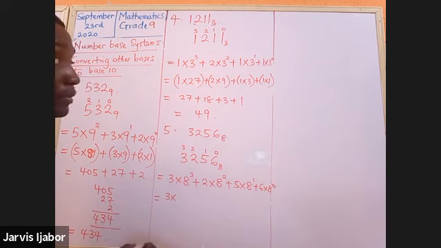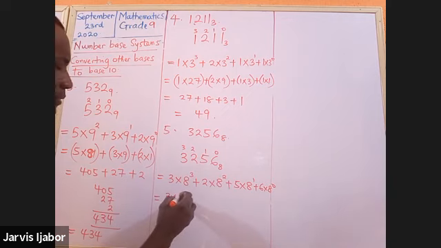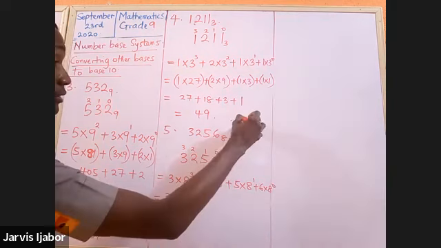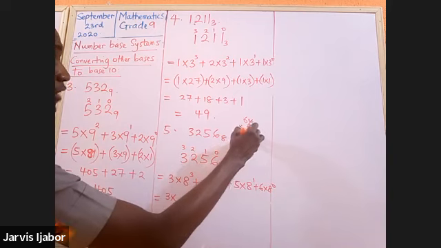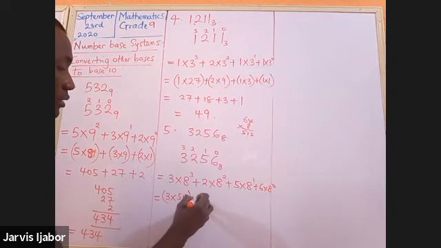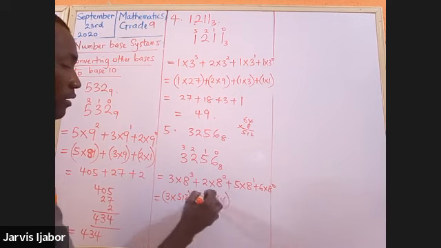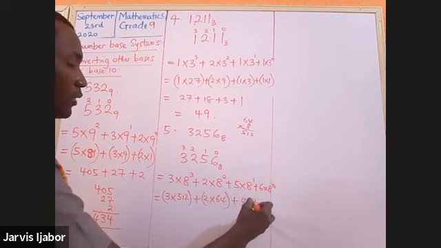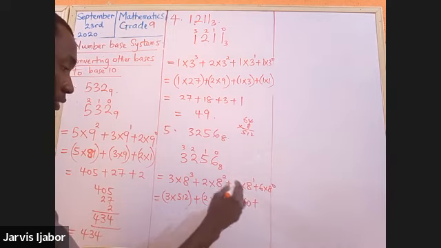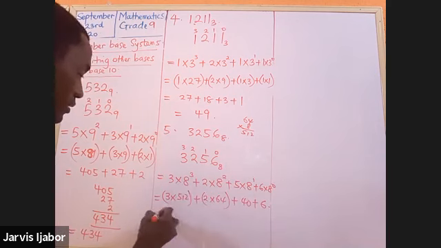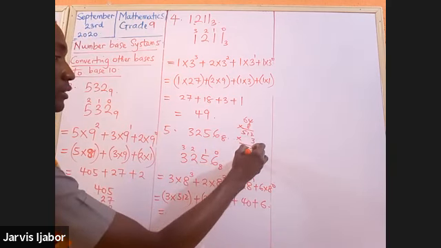8 cube is 8 cube will be 64 times 8. That will be 512 plus 2 times 64 plus 40 plus, what's there again? 6. So times 3.